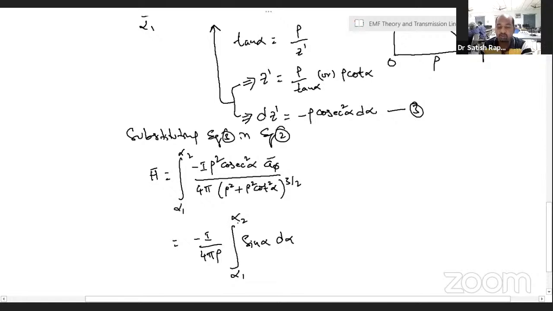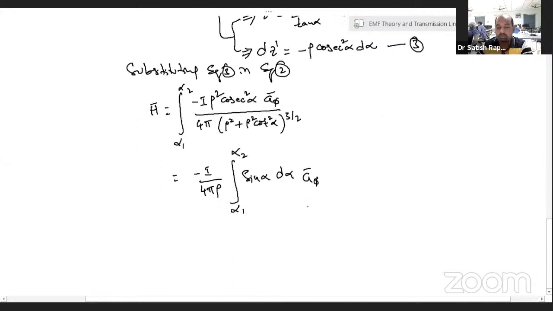So minus I by 4 pi rho integral alpha 1 to alpha 2 a pi bar. You just simplify the above equation and you will get this. So integrating, sine integral is minus cos, and substitute the limits alpha 2 and alpha 1, and finally you will get I by 4 pi rho, cos alpha 2 minus cos alpha 1, a pi bar.